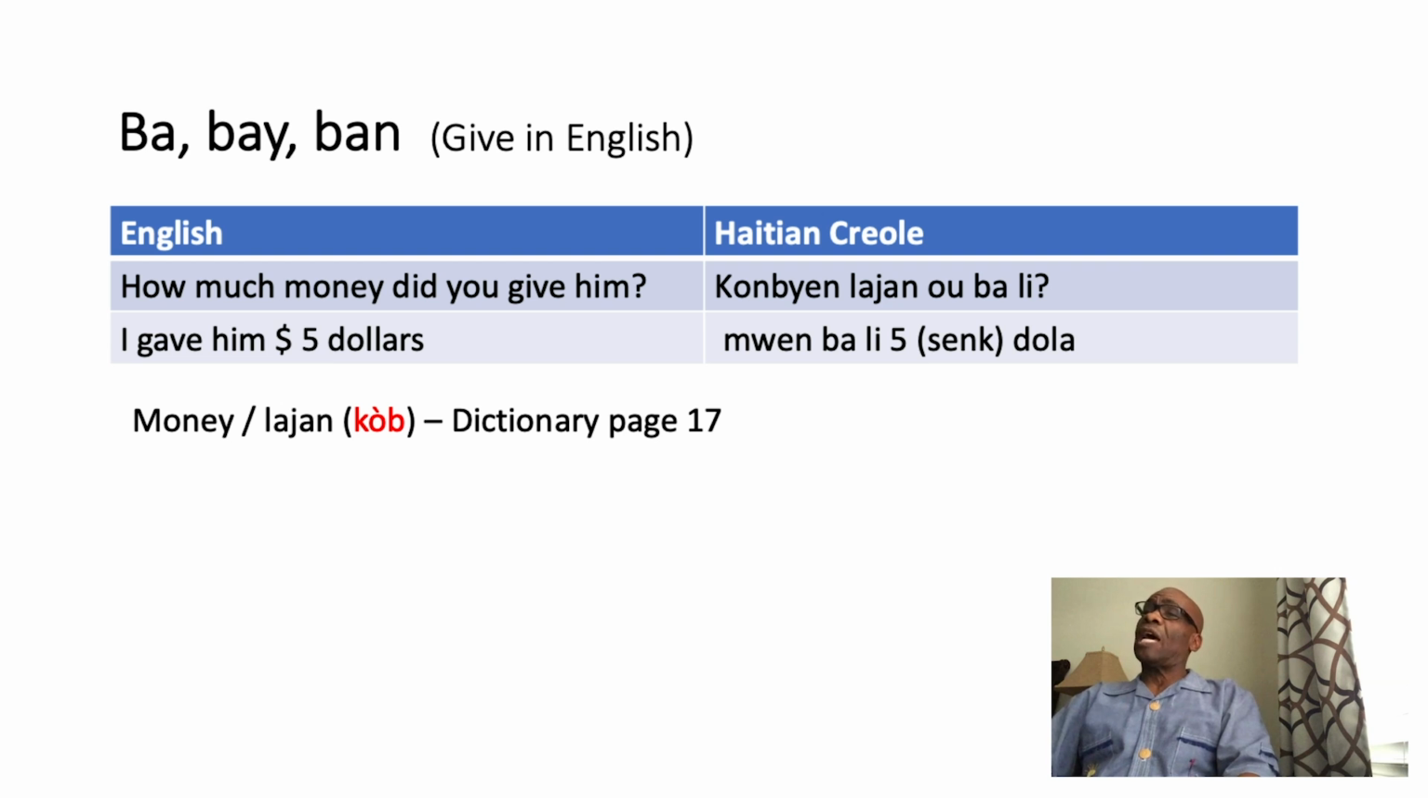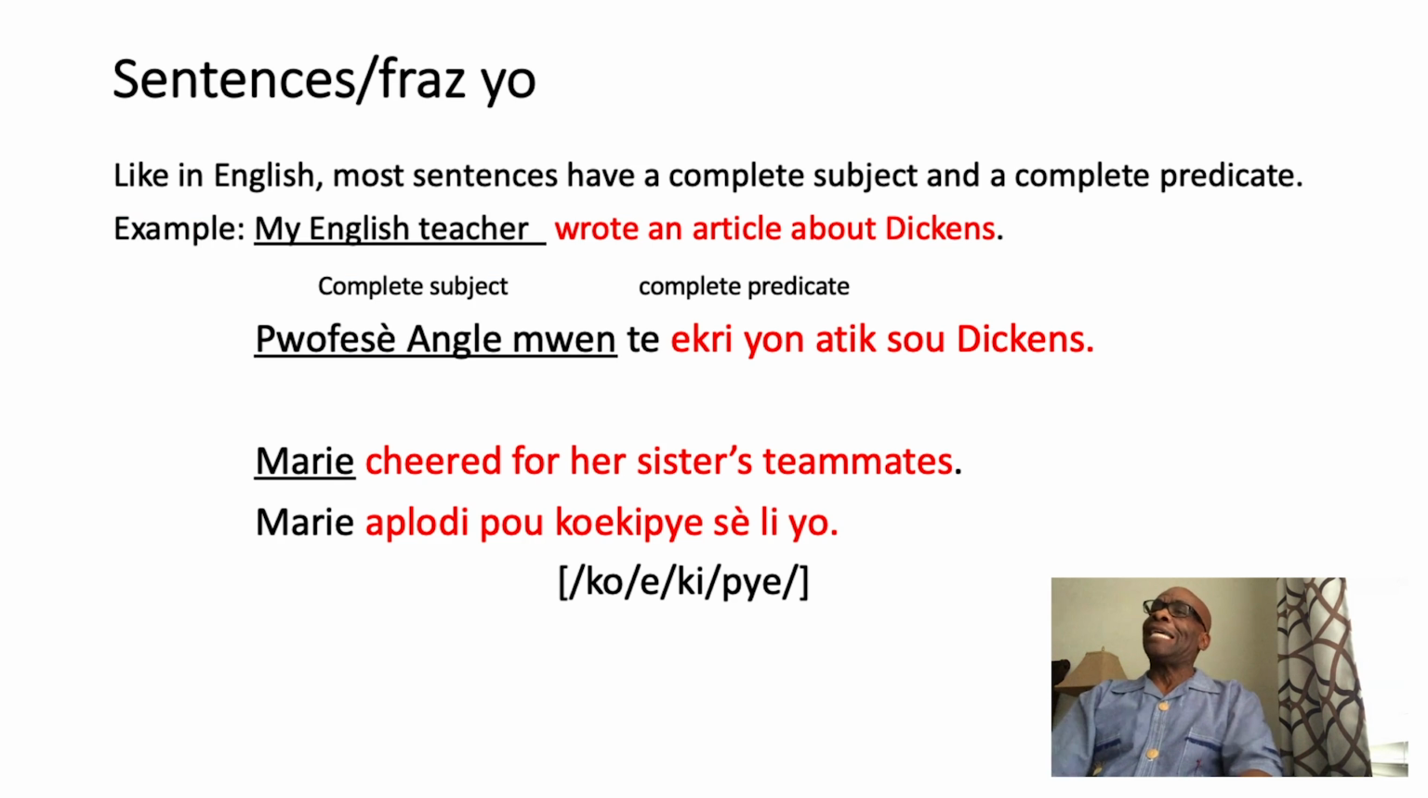Bon. Now, let's go to the next slide. Now we're going to ask questions with give in English. How much money did you give him? Combien l'argent ou ba li? I gave him $5. Mwen ba li $5.